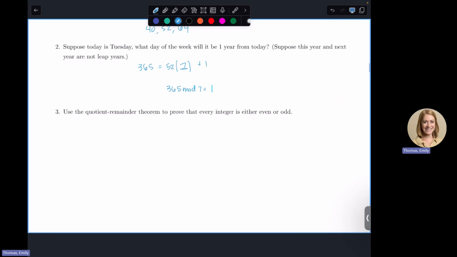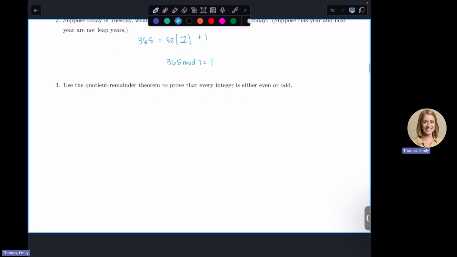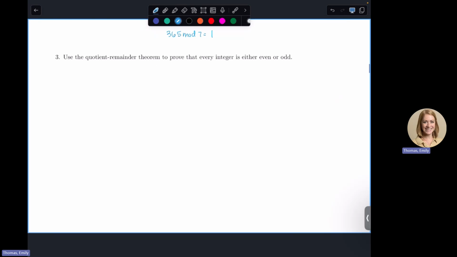A while back, like maybe 2 weeks ago, I told you every integer is either even or odd. And right now, we're going to prove it. But we have to use the quotient remainder theorem, which is why we weren't quite ready to prove it then. Also, we didn't know what even and odd were, did we? No. But now we do. And now we're going to prove this with the quotient remainder theorem.